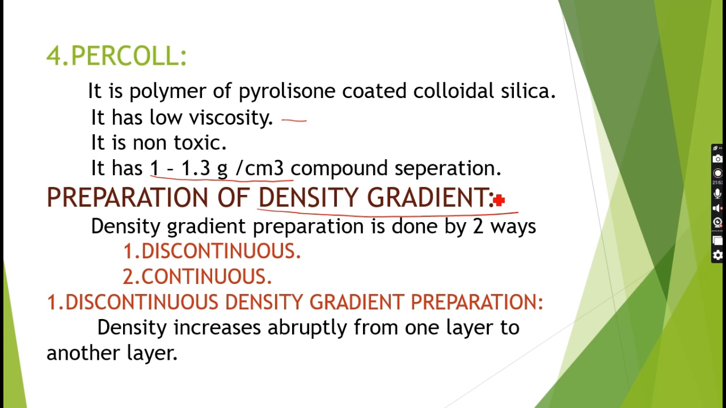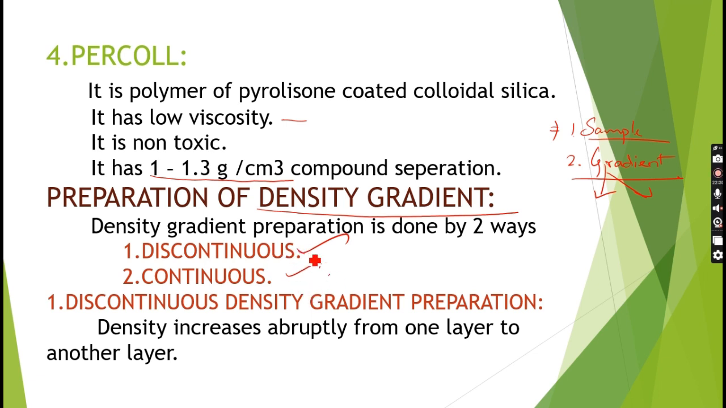Even in density gradient centrifugation, as we already saw in differential centrifugation, the first step is going to be sample preparation, and the second thing is going to be gradient preparation. So here also, sample preparation and gradient preparation are very important steps. In the case of gradient preparation itself, there are about 2 types possible. They are discontinuous and continuous processes.